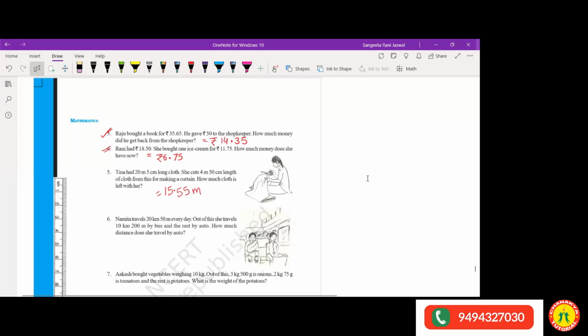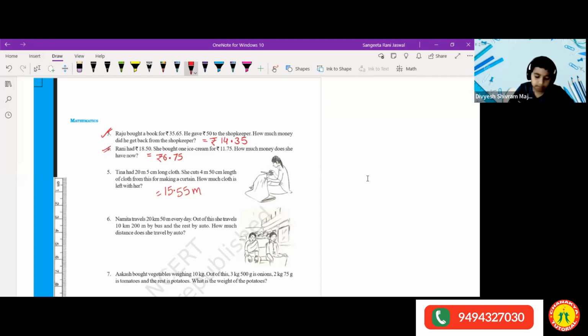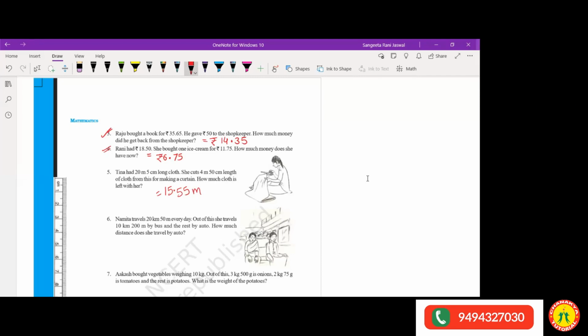Now Advika will tell me the first statement. Ma'am, can you wait a minute? See, when somebody is reading the question, all must pay attention, okay? Okay, ma'am. Yes. Ma'am, Namita travels 20 kilometer, 50 meter every day. No, I just want the first statement. Question is already read by Advik. You tell me the first statement.